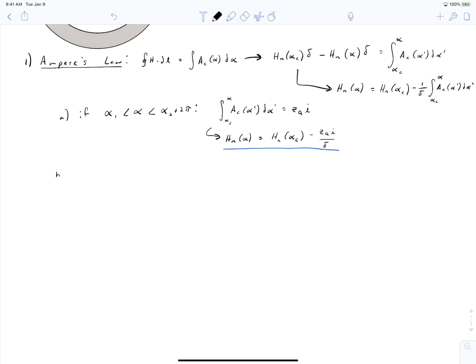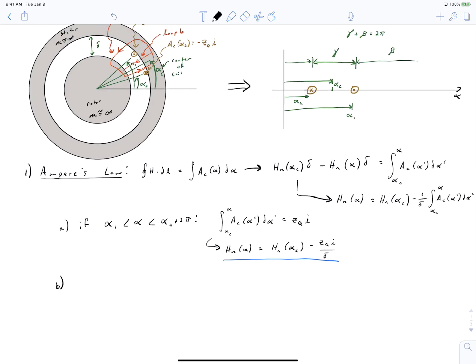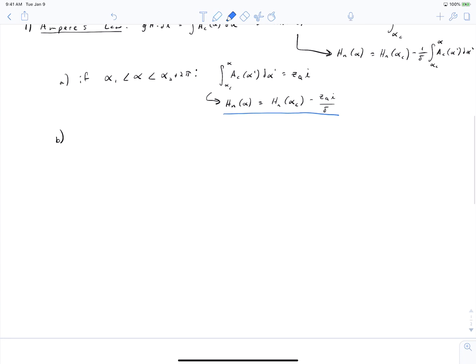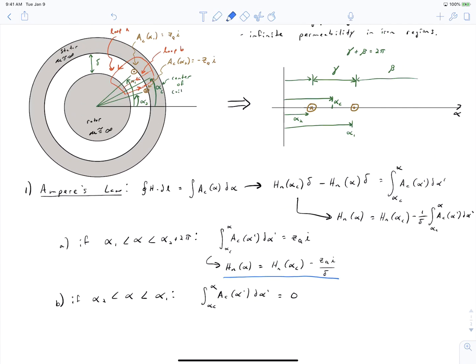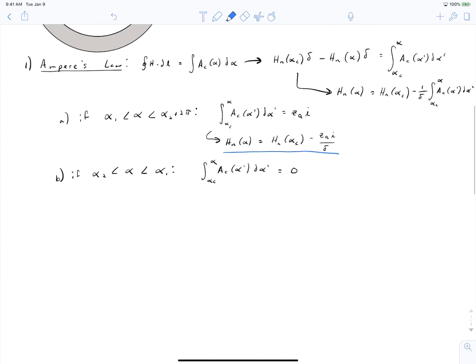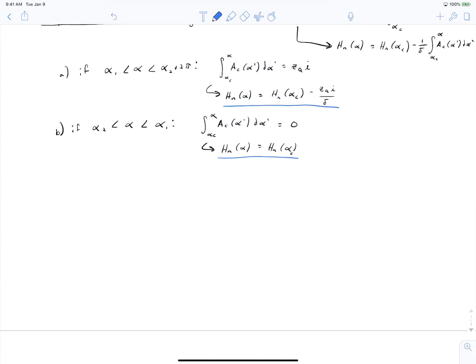In our second case, now we're going to be considering this Amperean loop here, where we stay within the coil. And clearly when we take this path where we stay within our coil, we don't enclose any ampere turns of current. So great, we now have expressions for Hn of alpha, but we haven't truly solved it because we don't know what Hn of alpha c is.